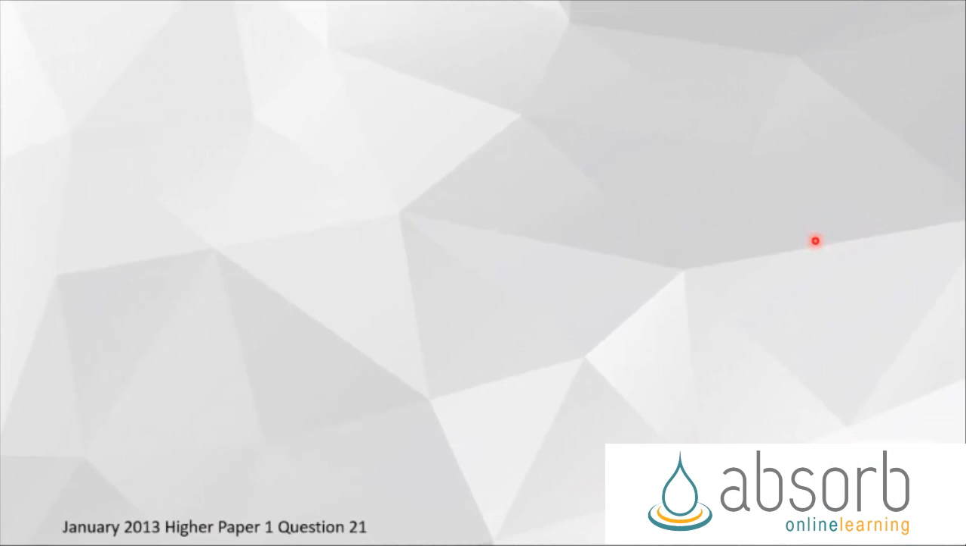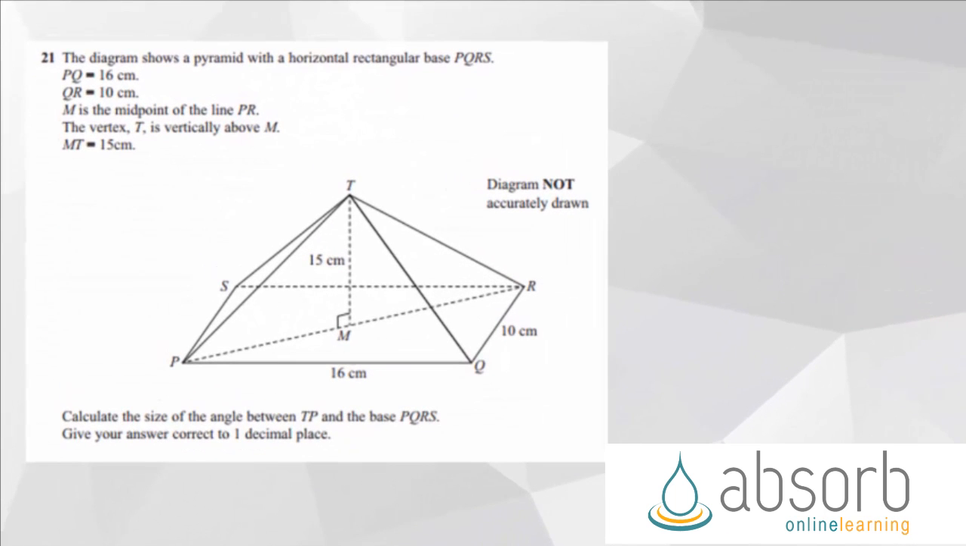Hi, in this video we're going to look at the January 2013 Higher Paper 1 question 21, and as you can see it's a three-dimensional problem. Very often in three-dimensional problems you'll be using Pythagoras' theorem, so you'll be looking for right angle triangles. We'll see that in a moment. Sometimes you have to use more than one right angle triangle within the three-dimensional problem and perhaps use Pythagoras twice.